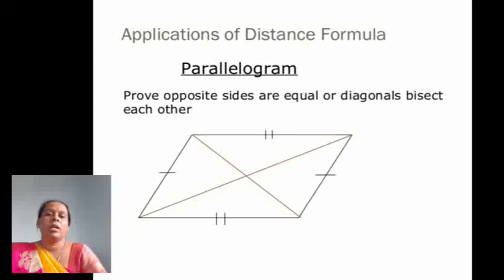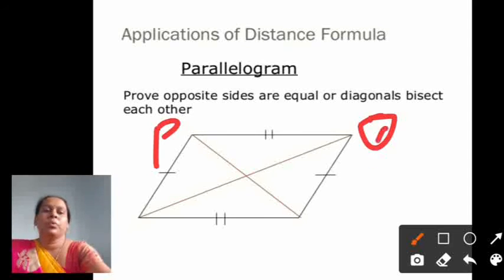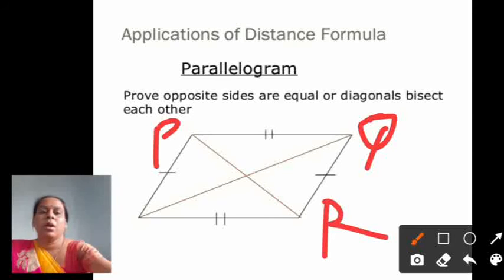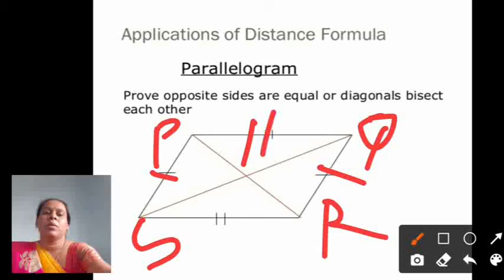To show it is a parallelogram, we have to show that opposite sides are equal and diagonals bisect each other. Suppose the given 4 points are P, Q, R and S. At that time, to show it is a parallelogram, you have to show that PQ is equal to SR and PS is equal to QR. These opposite sides are equal and diagonals bisect each other, means it is the midpoint of both the diagonals. By using the midpoint formula and the distance formula, you can show that the 4 points form a parallelogram.